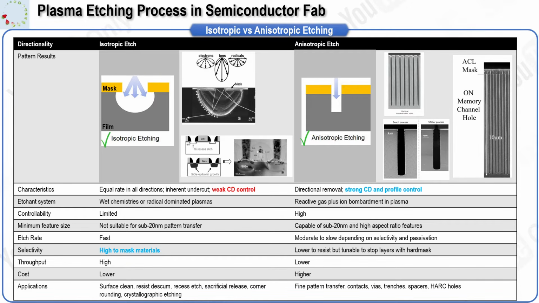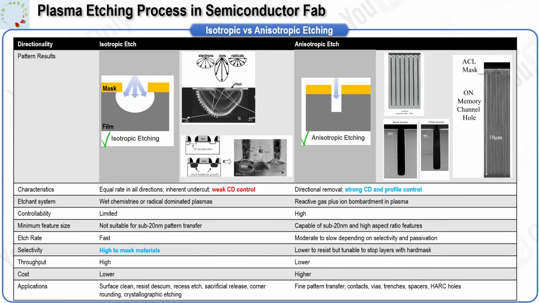This difference shows up as process control. With isotropic etching, lateral attack is built in, so control of critical dimension and sidewall angle is limited. With anisotropic etching, ion energy is steered normal to the wafer and passivation sets the wall, so width, depth, and angle can be tuned precisely. The limit on minimum feature size follows from that control. Near 20 nanometers, even a small undercut breaks the rules, so isotropic etching is not suitable for fine pattern transfer. Anisotropic recipes can transfer below 20 nanometers and support very high aspect ratio shapes when bias and passivation are balanced.